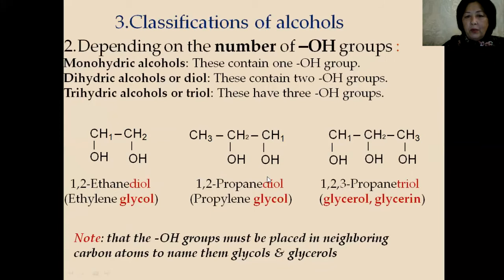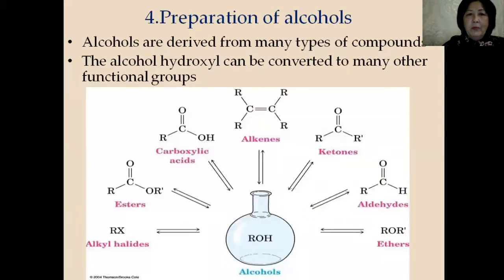The second compound has 3 carbon atoms and 2 hydroxyl groups. The name of this substance is 1,2-propanediol, or propylene glycol. Another compound has 3 carbon atoms and 3 hydroxyl groups, and the name of this substance is 1,2,3-propanetriol, glycerol or glycerin.